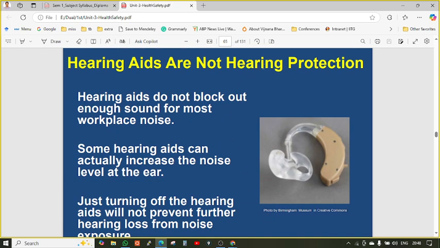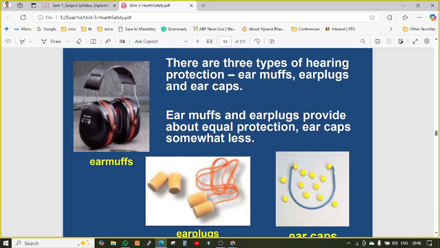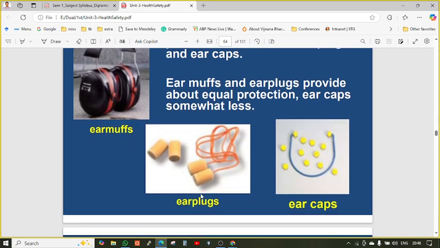Hearing aids are not hearing protection. If someone is a deaf person and uses this kind of hearing aid, it is not hearing protection. Rather, hearing protection is mostly the ear muff, ear plug and such things. If someone is exposed to a noisy environment every day, this should be the best hearing protection instrument for the person.